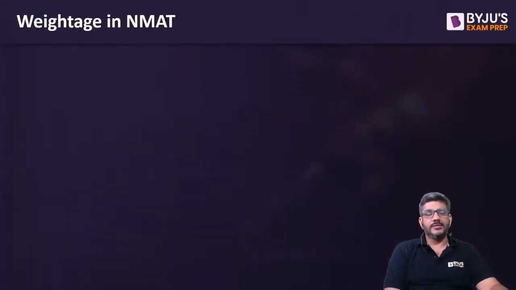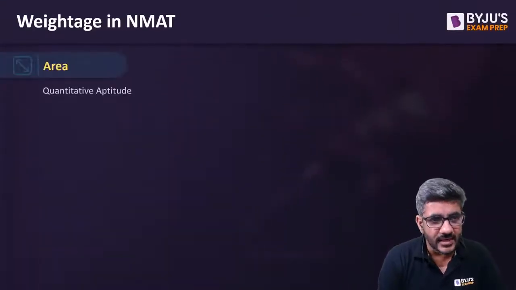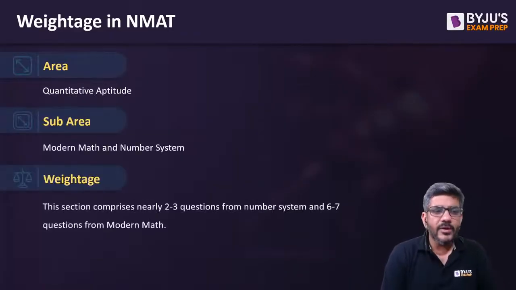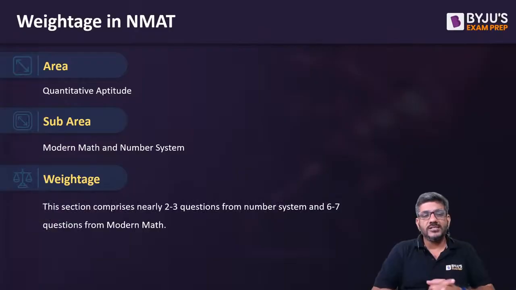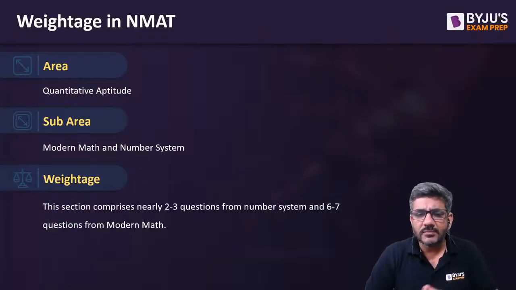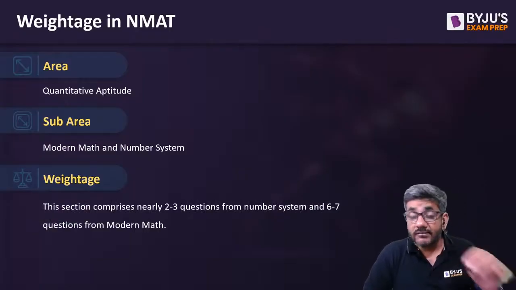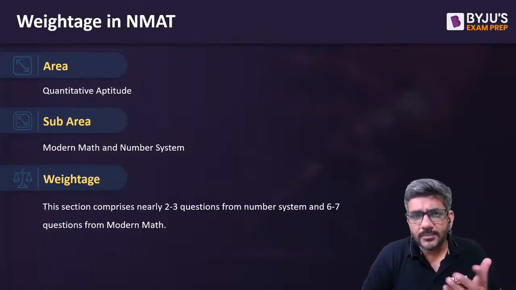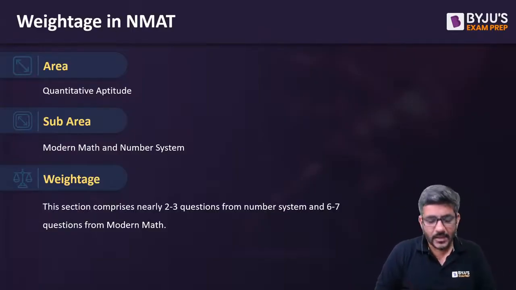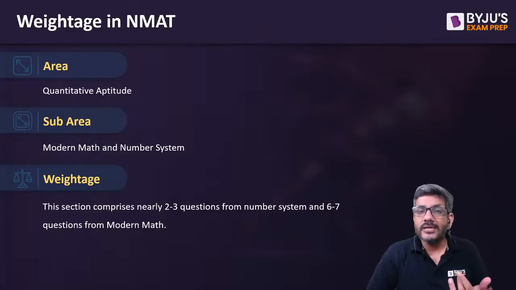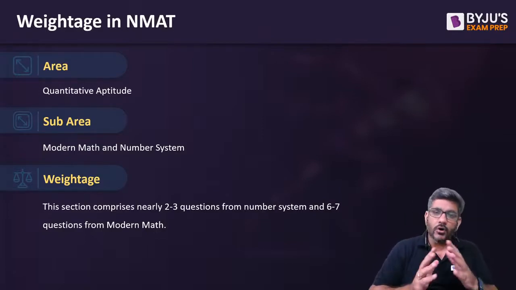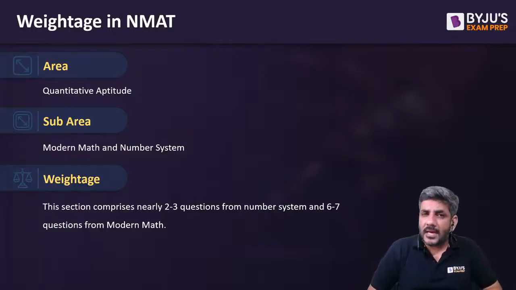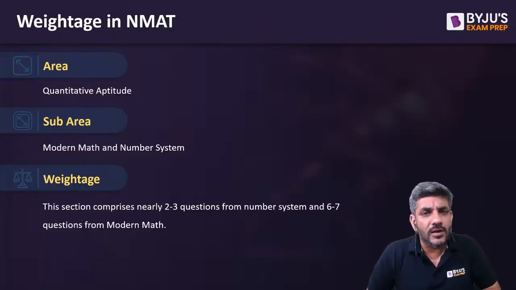The first thing first, what is the weightage of this in the NMAT exam? We all know it will be part of the quantitative aptitude section, and we are talking about these two sections now. This section comprises nearly 2 to 3 questions from number system and 6-7 questions from modern maths. First of all, your first question probably might be, what is modern maths? Permutation, combination, probability, Venn diagrams, this all is a part of modern maths.